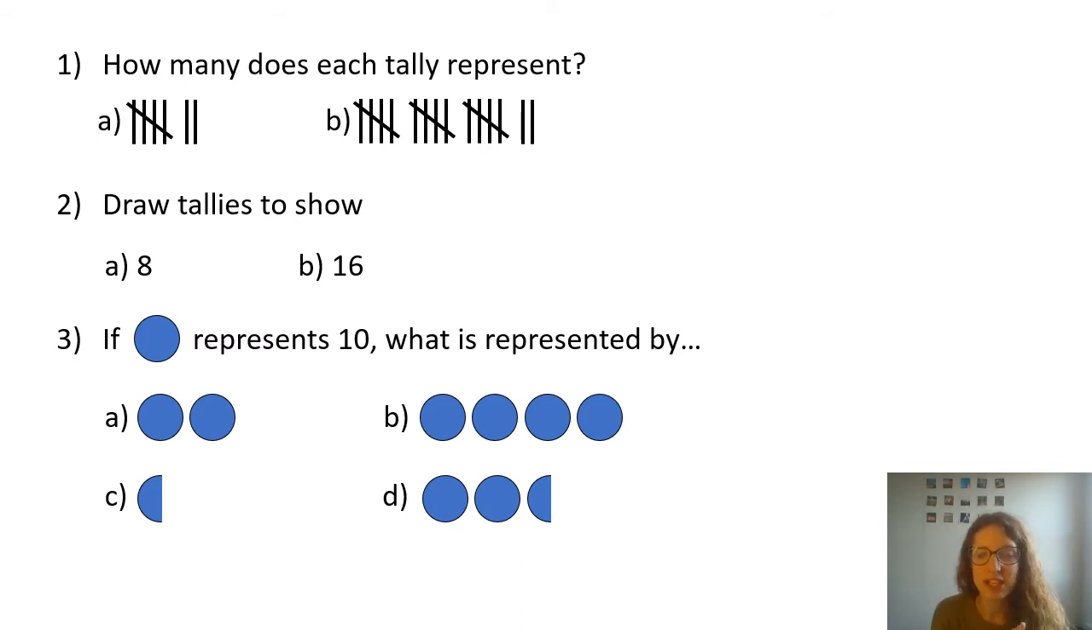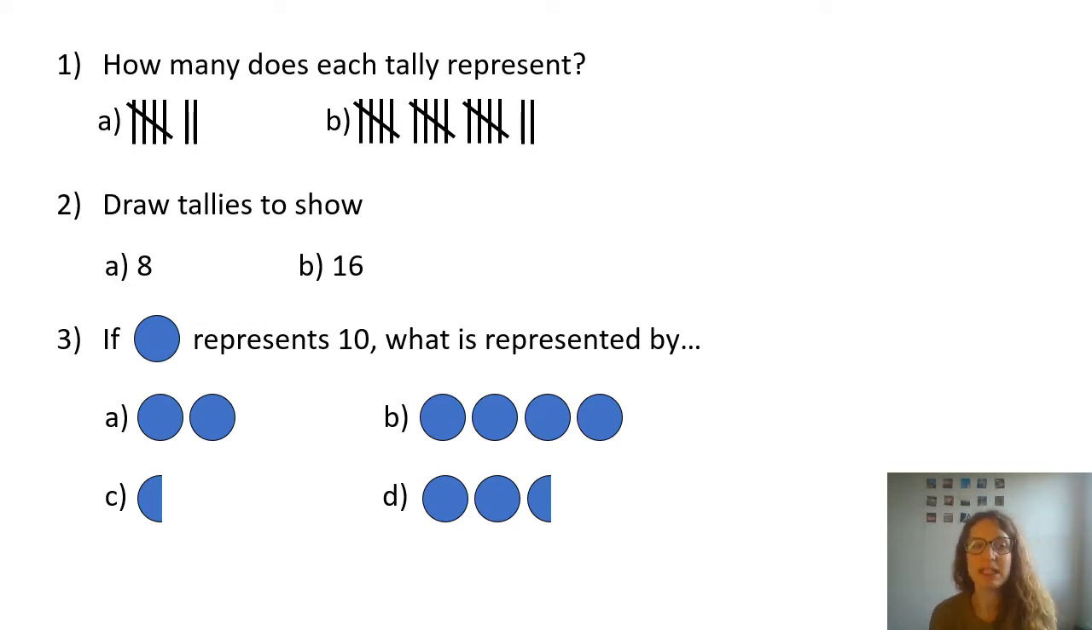To start us off, have a go at these 3 questions. What does the tally represent? Draw a tally for 8 and 16, and then if the circle represents 10, what is shown in A, B, C and D? Pause, give these a go, and we'll go through them together.